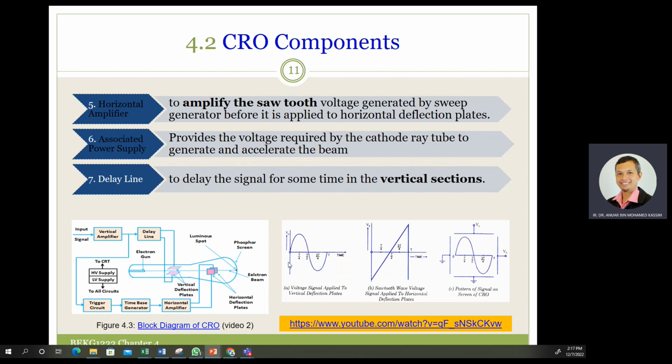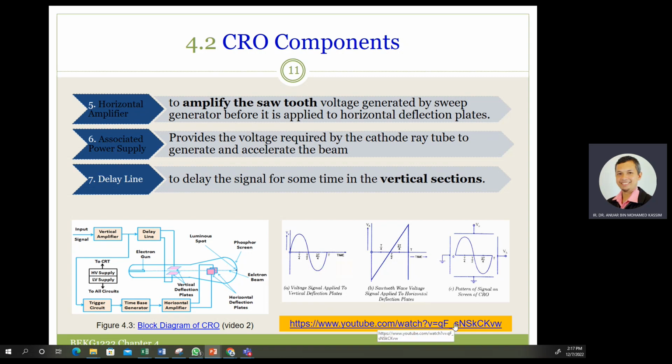Okay, as you can see, we have the vertical deflection and also the sawtooth wave voltage on the horizontal deflection plates. And the associated power supply is to provide the voltage required for the cathode ray tube, CRT, to generate and accelerate the beam. And the delay line is to delay the signal for some time in the vertical section. Okay, this is how the CRO components function.